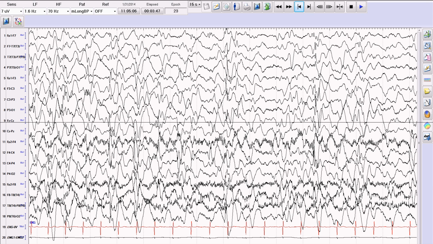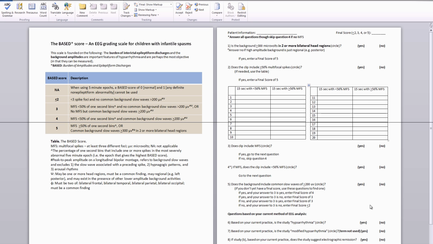Each page should be assessed for the number of 1 second bends with an epileptiform discharge. 8 or more bends with an epileptiform discharge are a majority. 7 or less are a minority. So in this 15-second page, at least 8 of the 1 second bends include an epileptiform discharge. So if we return to our scoring sheet, an X should be placed in this box because, again, a majority of the 15-second page has 1 second bends that include an epileptiform discharge.